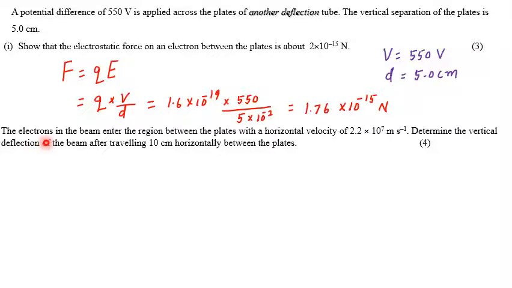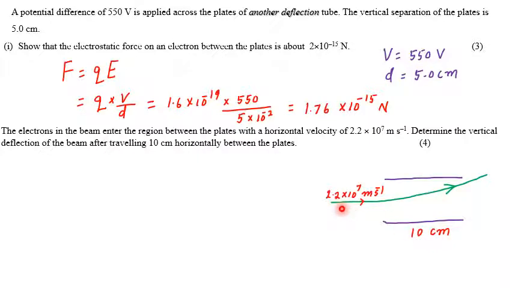In the next part of the question, electrons in the beam enter a region between the plates horizontally. Look, there's a region here between the plates. The electron is entering horizontally. The length of the plate is 10 centimeters. The speed of this electron is 2.2 times 10 to the power 7 meters per second. And they're asking you to calculate the vertical deflection, which means this is the original direction. It's being deflected upwards, and here this is the deflection, the vertical deflection, which is h. So the question is asking you to calculate this h.